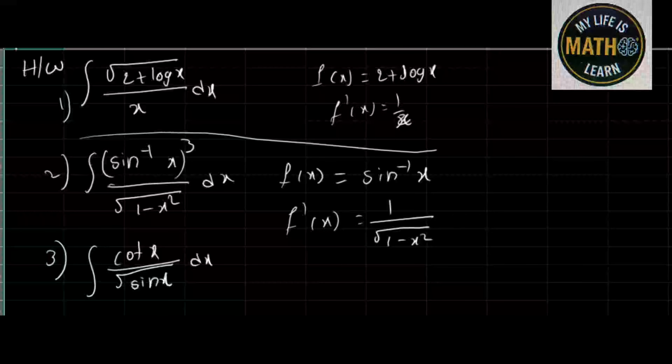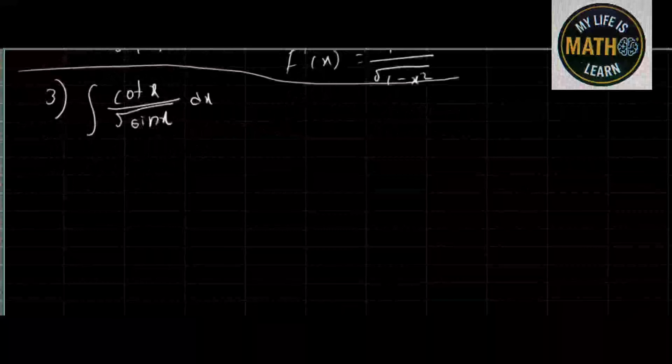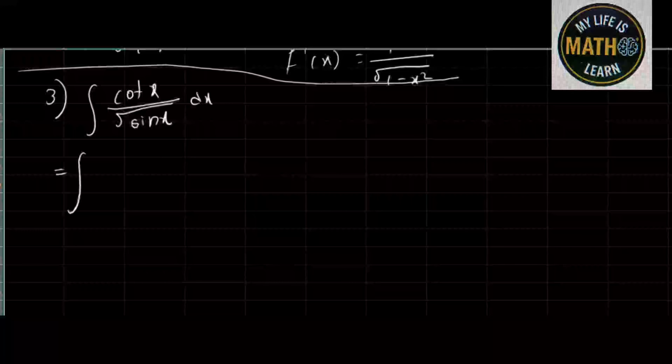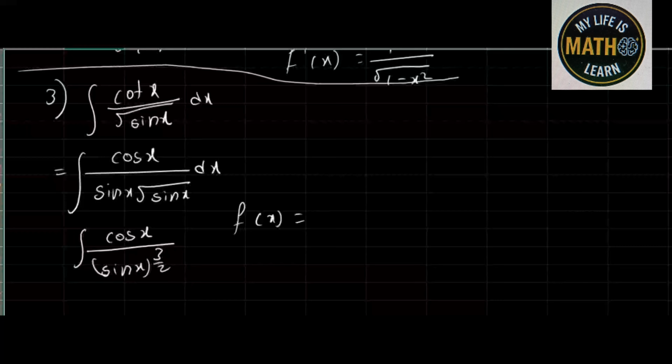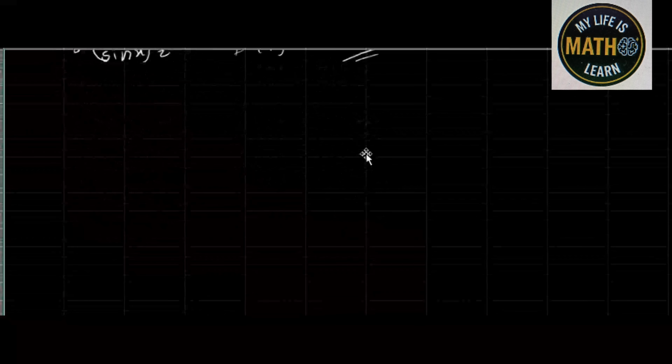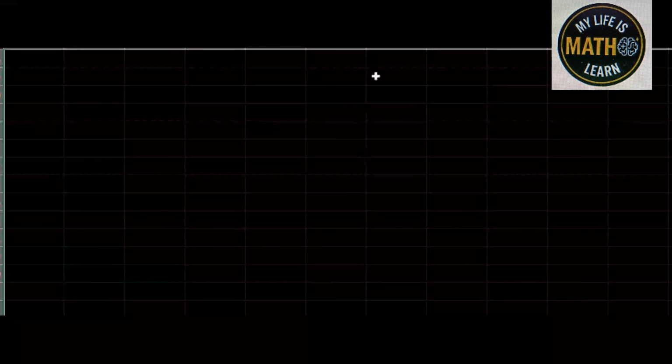You have to solve. And integral of cot x by square root of sin x dx. I can give just a hint for this question. Look, cot x we write as cos x by sin x, and square root of sin x we write like this only. So cos x by sin x into sin x root, sin x means sin x whole power 3 by 2. So f of x is sin x and f dash of x is cos x. So you can solve yourself. Sin x whole power minus 3 by 2 you have to write and you will get the formula.